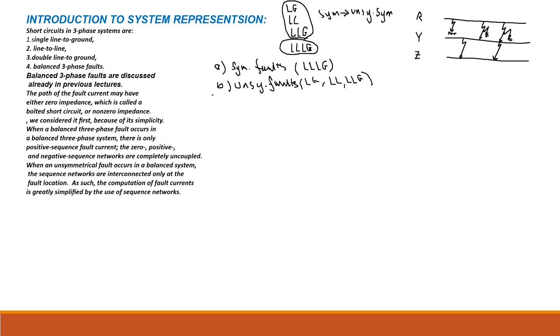Now, for our subject, the system representation, we should know the following. The first requirement is that we should know the type of fault. We should know whether the fault is symmetric or unsymmetric. We should know whether this fault is line to ground if it is unsymmetrical, or line to line, or line to line to ground fault.